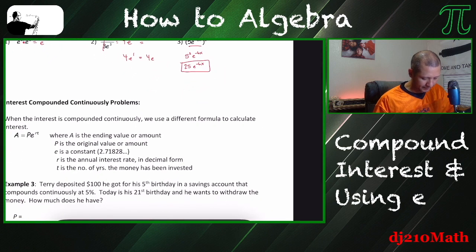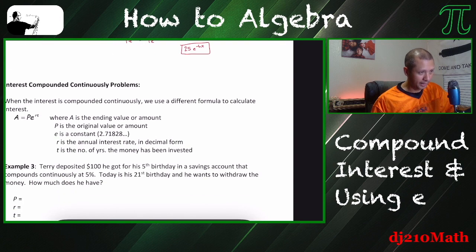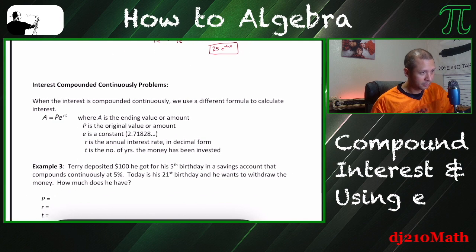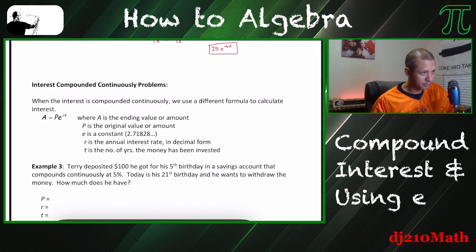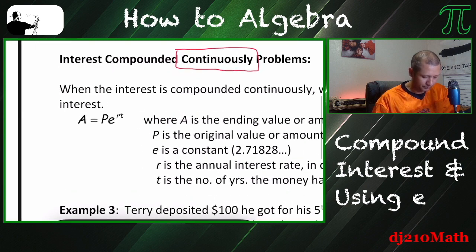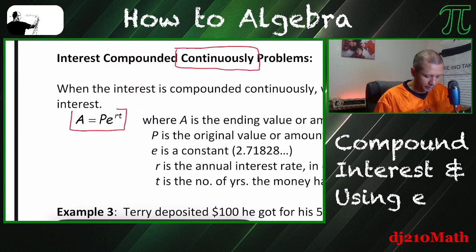Okay. The next word we want to add to our vocabulary, our repertoire of mathematical words, is compounded continuously. So in the last examples, we had a list: annual, semi-annual, quarterly, monthly, hourly. So when you see continuously, when something's compounded continuously, there's in fact a whole other formula that we're going to use. And it's actually a lot simpler.